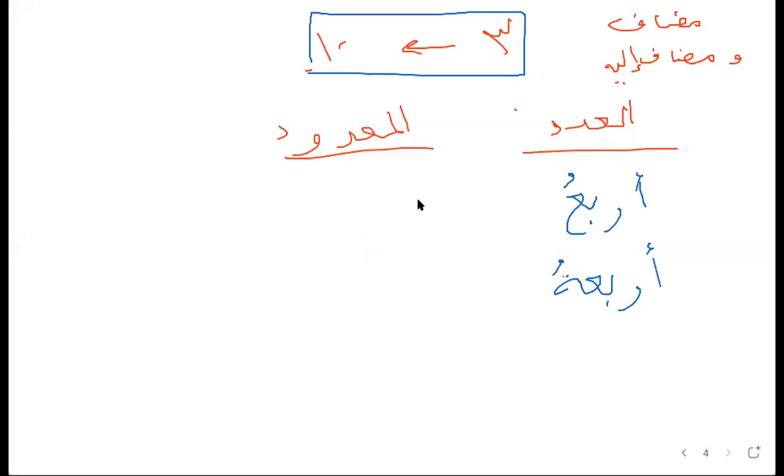So, let's say, for example, sayyarat. Okay? Is sayyarat going to go with arba'u or is it going to go with arba'atu?